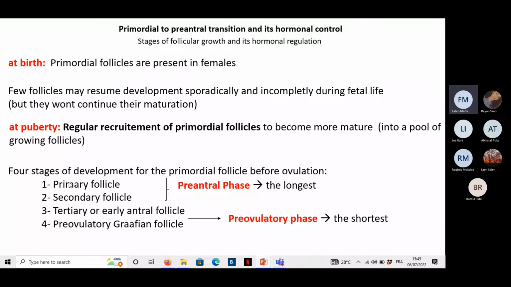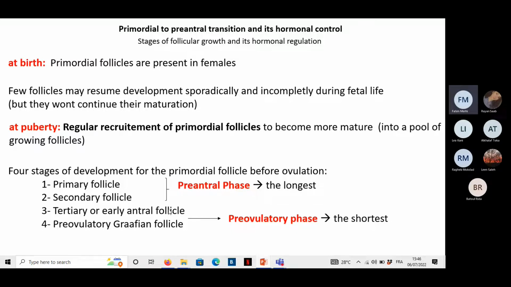Now, the primary and the secondary follicle are called pre-antral follicles because they don't have a cavity, and they constitute the pre-antral phase. The tertiary follicle and the Graafian follicle are called antral follicles. Both of them are called antral. The tertiary follicle is called the early antral follicle, and the Graafian follicle is called the pre-ovulatory follicle, which is the late antral, or pre-ovulatory follicle.